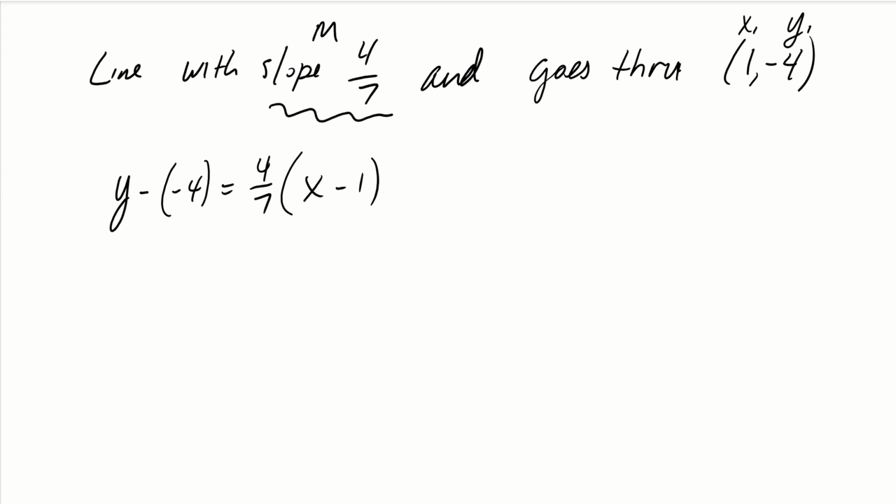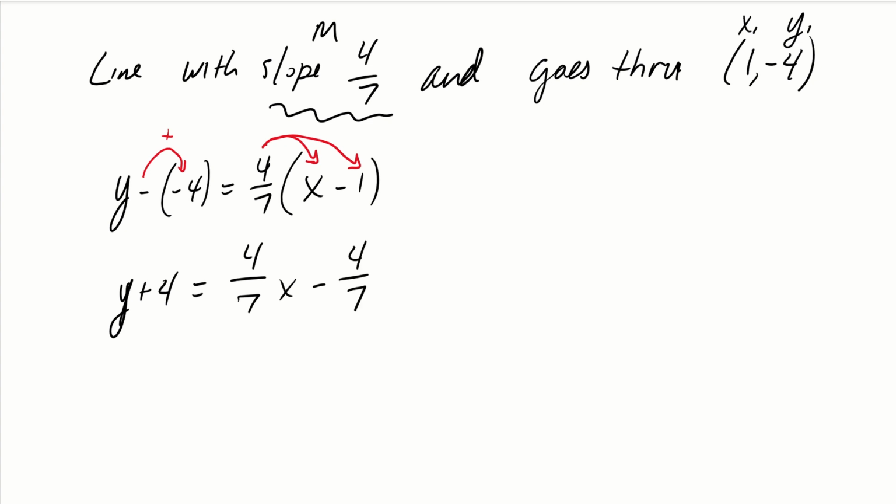So I'm going to do a couple steps. I'm going to distribute the 4/7. And again, this is only if you need to get into slope-intercept form, but I'm showing you the whole thing. And then this is y minus a negative makes it a positive. So y plus 4 is equal to 4/7 x minus 4/7.